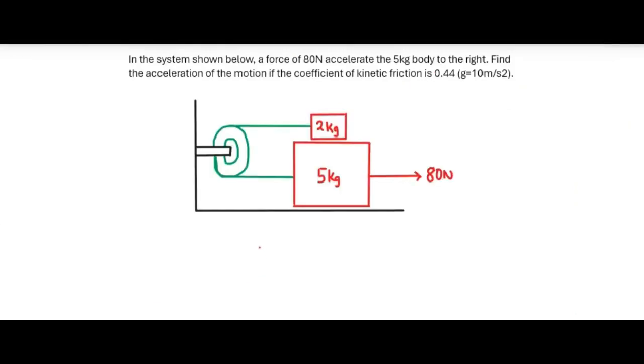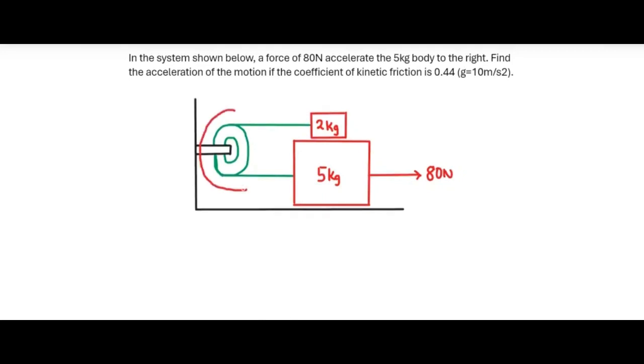For this question, the question says, in the system shown below, a force of 80 Newton accelerates the 5 kg body to the right. So we have acceleration here going towards this direction. Right? The acceleration is not given. Now find the acceleration. So that's what we're actually looking for. If the coefficient of kinetic friction is 0.04, right? So you are given just one coefficient of kinetic friction. It means that the friction between this surface and this surface up here are the same.